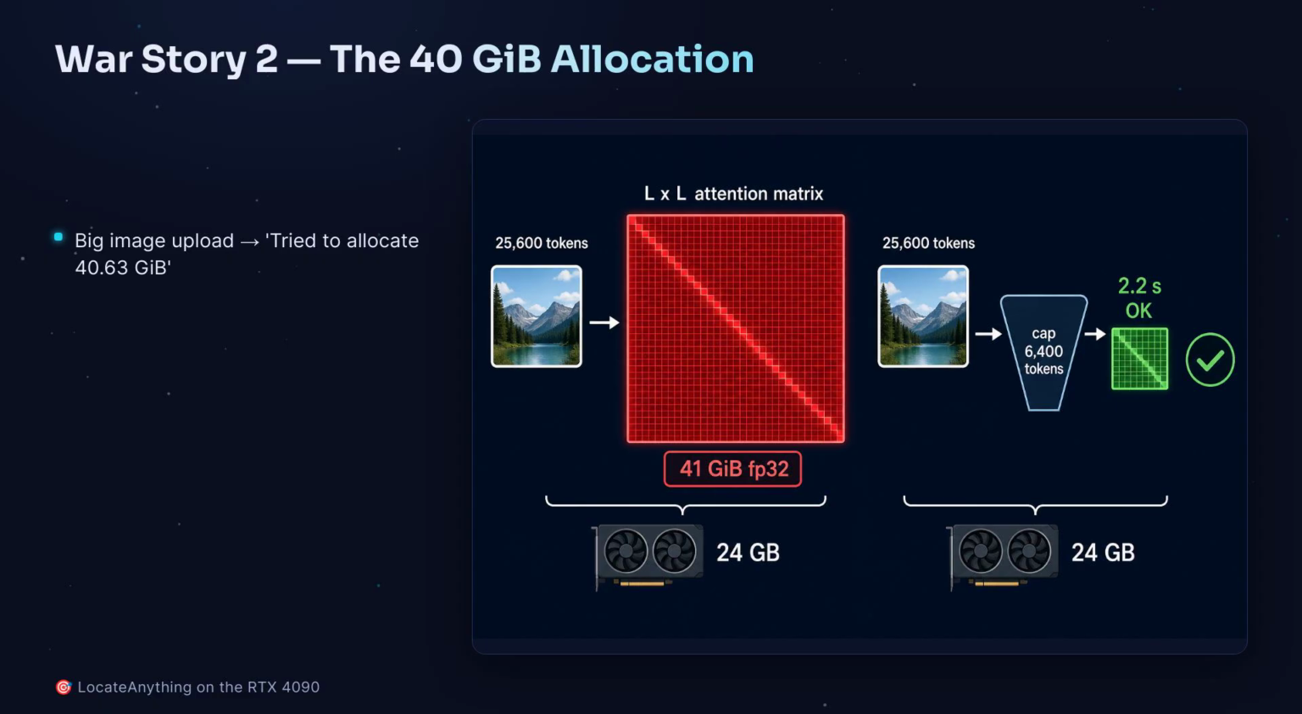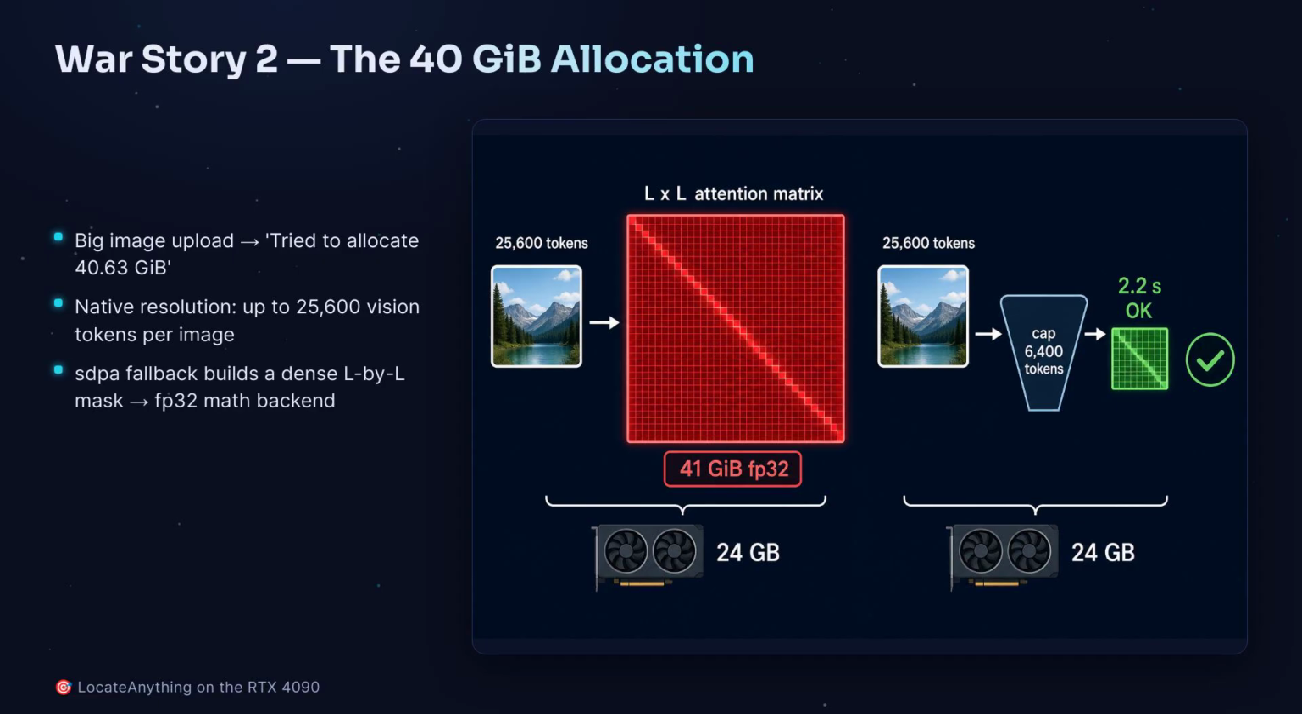Here's the chain. The vision encoder works at native resolution. Big image, up to 25,600 tokens. The SDPA fallback then builds a dense attention mask, which kicks PyTorch down to its math backend, and that materializes the full attention matrix in float32. 16 heads times 25,600 squared times 4 bytes, 41 gigabytes. The error message matched our arithmetic to the decimal.